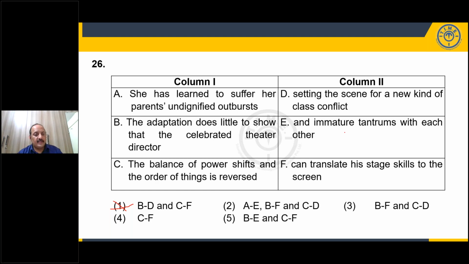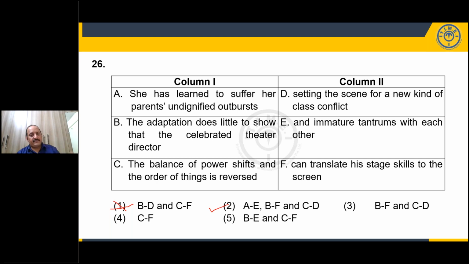Let's check CD. The balance of power shifts and the order of things is reversed, setting the scene for a new kind of class conflict. So because there is a power shift, things have been reversed, a new kind of conflict is going to now come. So CD is also fine. So definitely option number 2 would be my answer.